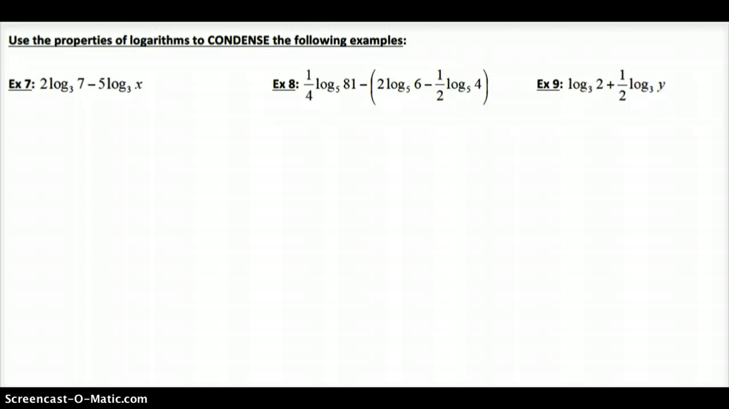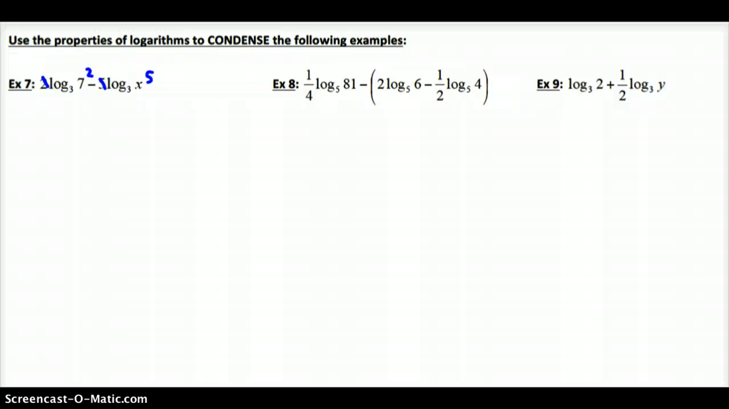Now the opposite of expanding is condensing. So we'd like to go ahead and condense these. First thing I like to do is with this 2 up front, I can put it here, and with this 5 here, I can do that. So I'm rewriting using my power property of logs.